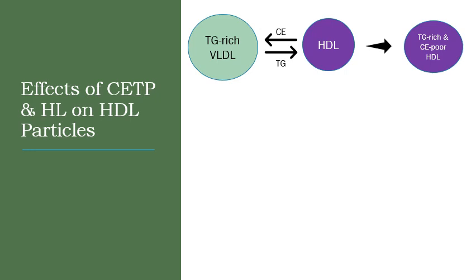So this means that a triglyceride is taken out of the VLDL and given to the HDL at the same time a cholesterol ester is taken out of the HDL and put into the VLDL. This results in a similar particle composition as the LDL from earlier. The HDL ends up being triglyceride rich and cholesterol poor.